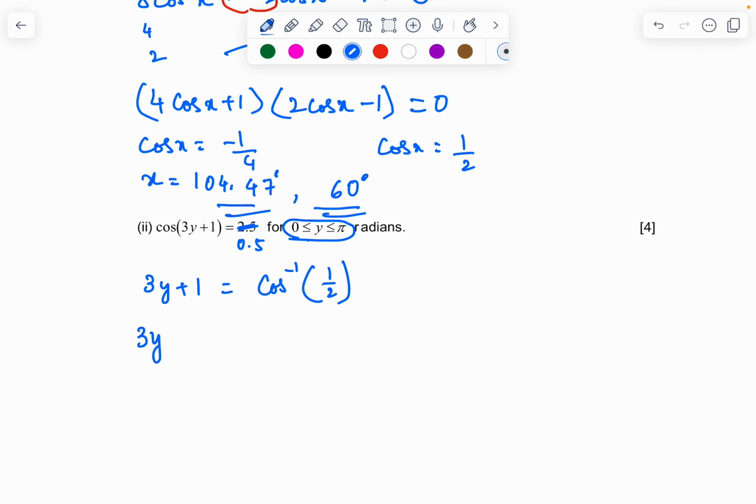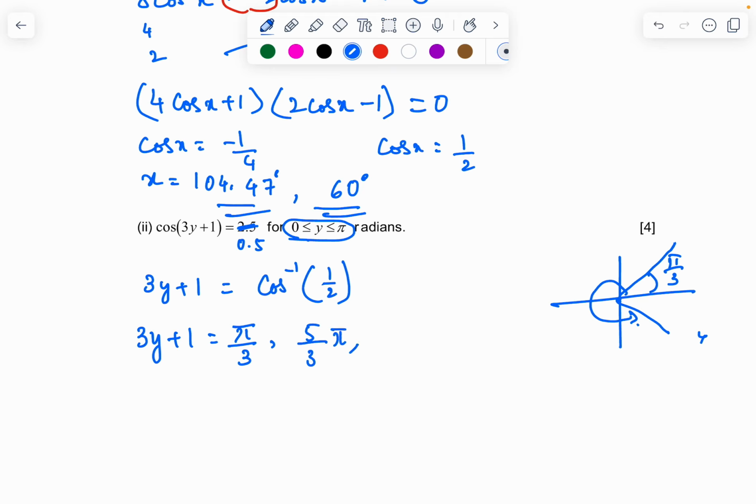So 3y plus 1 equal to 1 over 3 pi. So the second value, what is this? See, this is 1 over 3 pi. What is the second value? Cos is positive in the fourth quadrant. So the second value is going to be here, which is 5 over 3 pi.